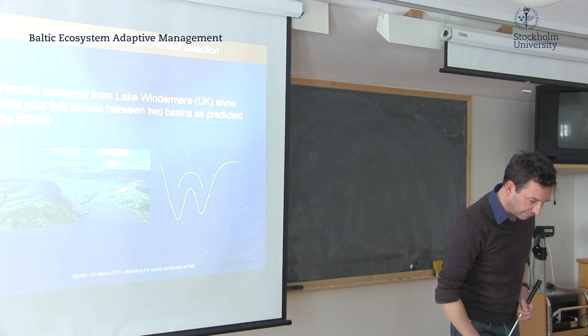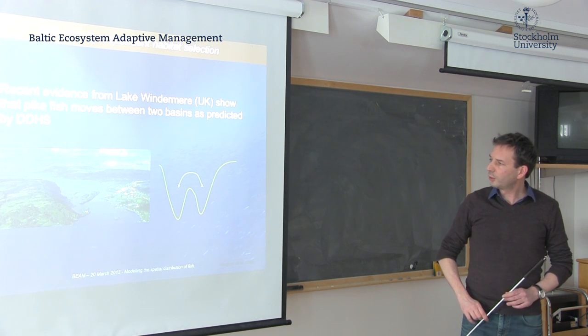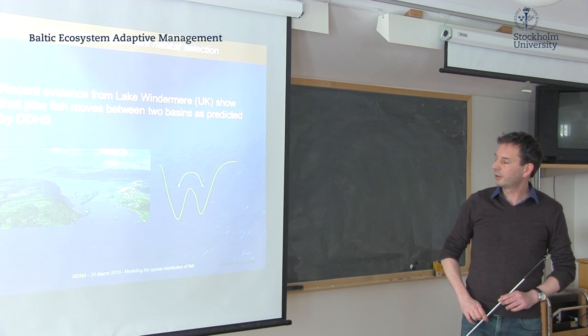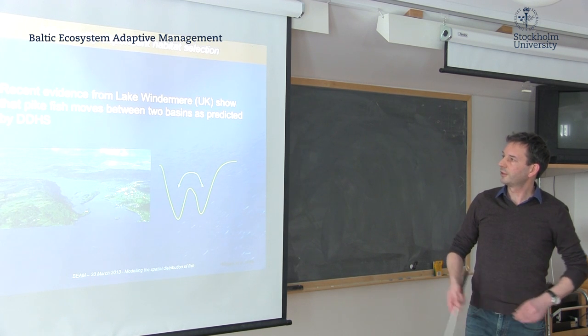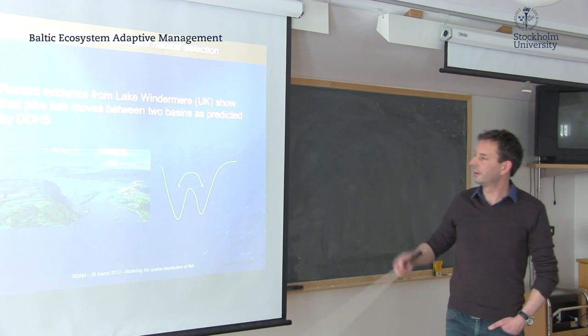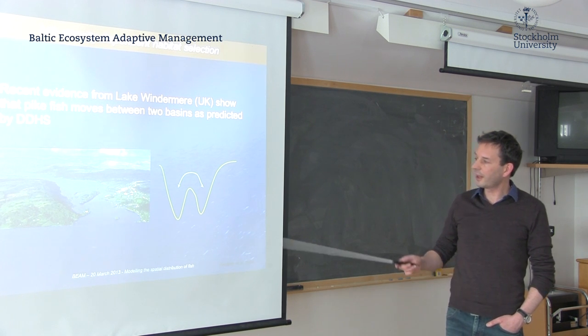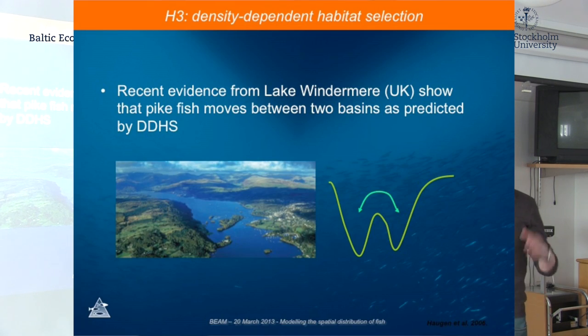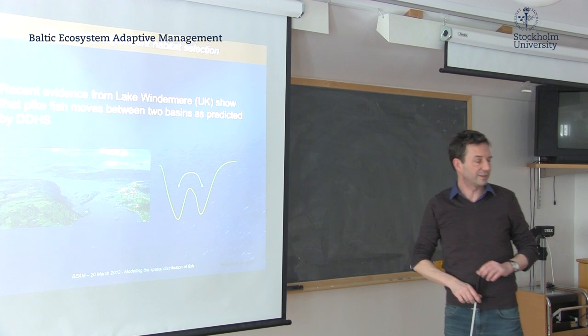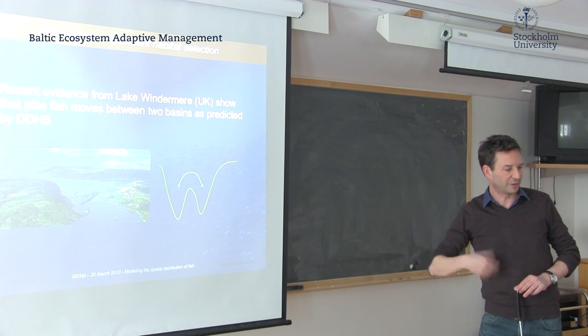Okay, and the one good example I found for that, aside from the Pacific sardine, was an example from Lake Windermere in the UK, where they applied the basin model to a lake with two physical basins. So it was even more demonstrative because it was real basins. But they actually show that the way pike move between the basins follow exactly the predictions you would have from a density-dependent habitat selection model following the basin model.